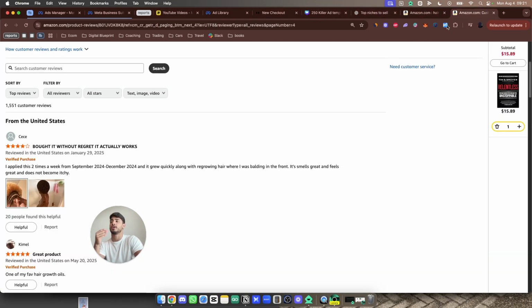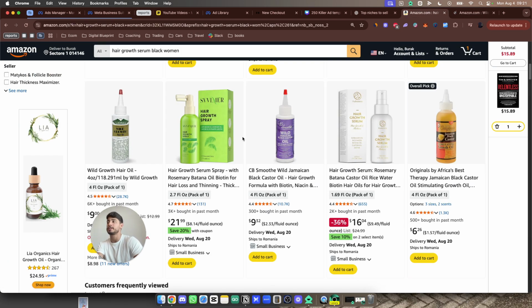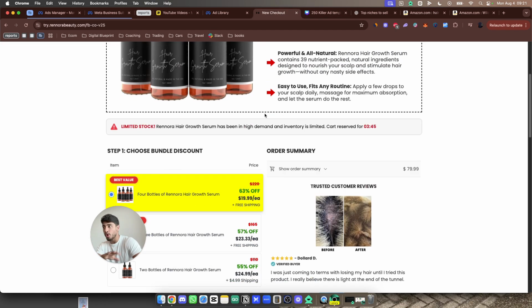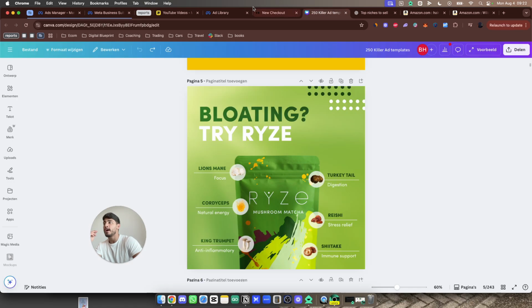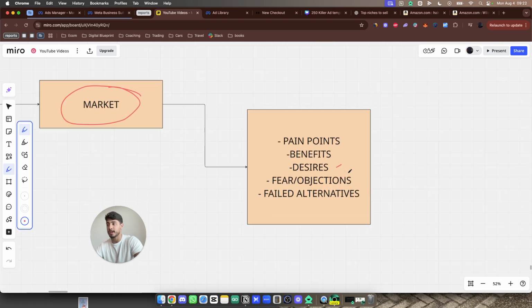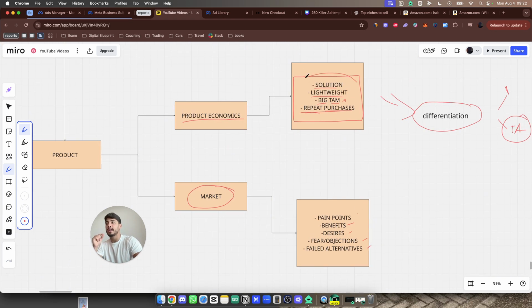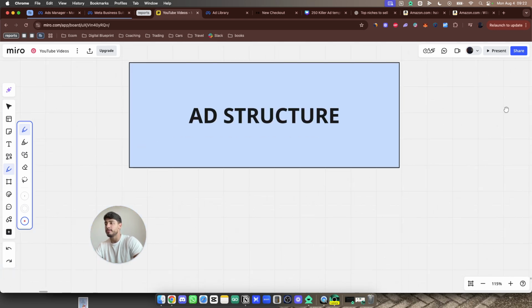You get the idea. So just to recap, you try to find competitors that are in the same niche, selling to the same audience as you. Then you go through their whole funnels, try to see how they're selling and what they're using, and do your own research so you can understand your market, what they're trying to get from your product, which is these 5 points here: pain points, benefits, desires, fears, objections, alternatives, all the things they've tried. Then mix that in with a good product that has all the product economics, make some good creatives, and now you're ready to run your ads.